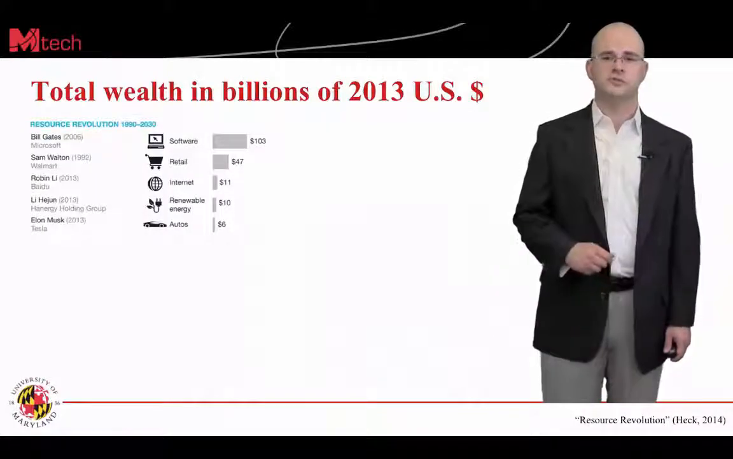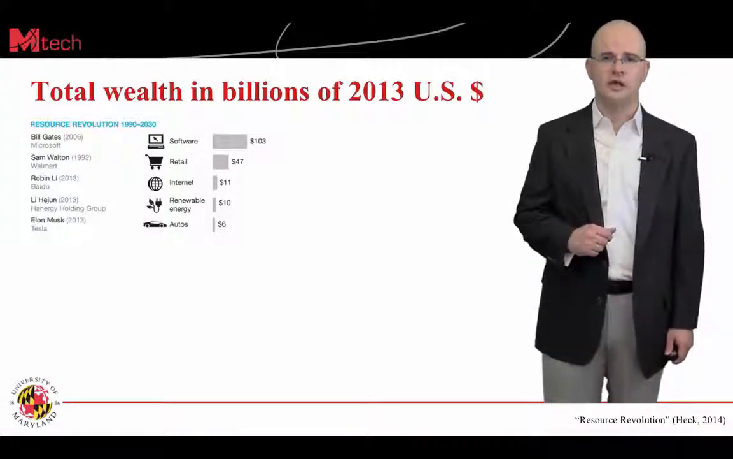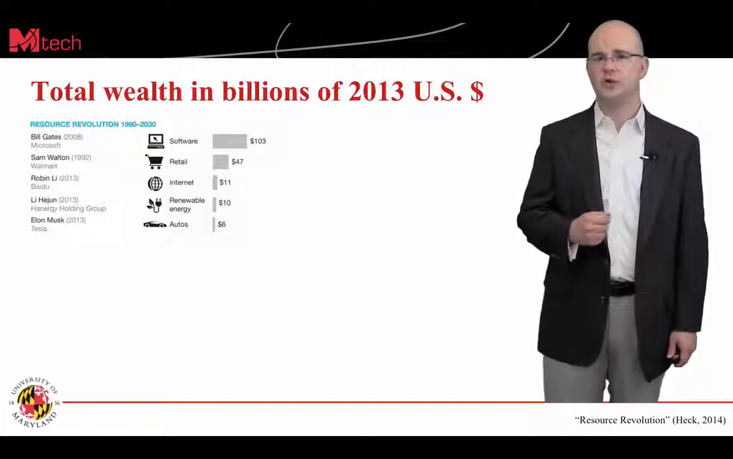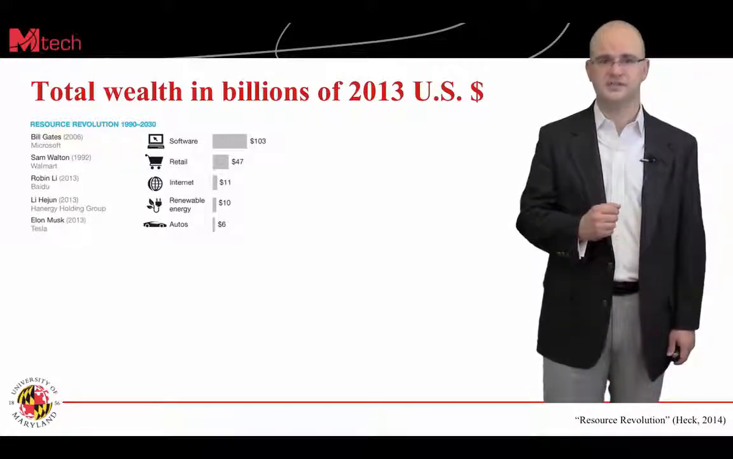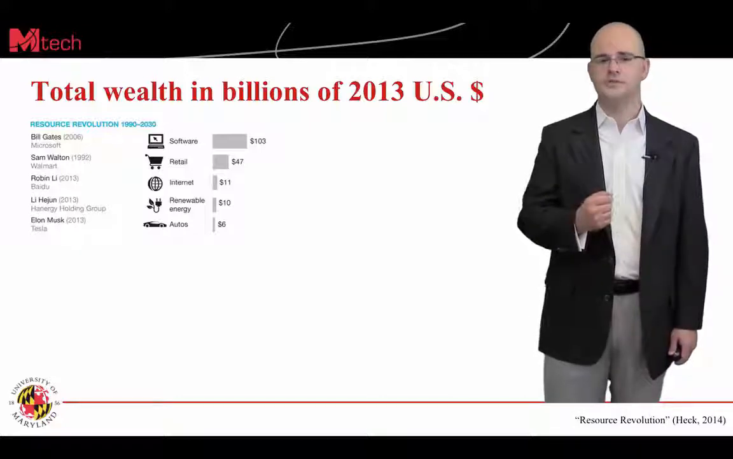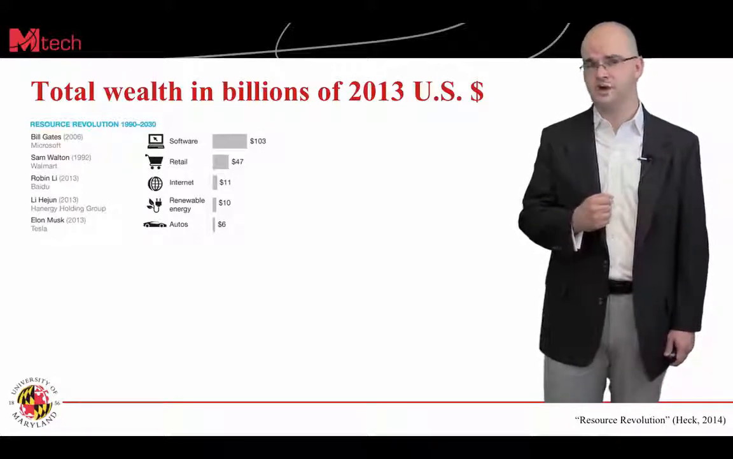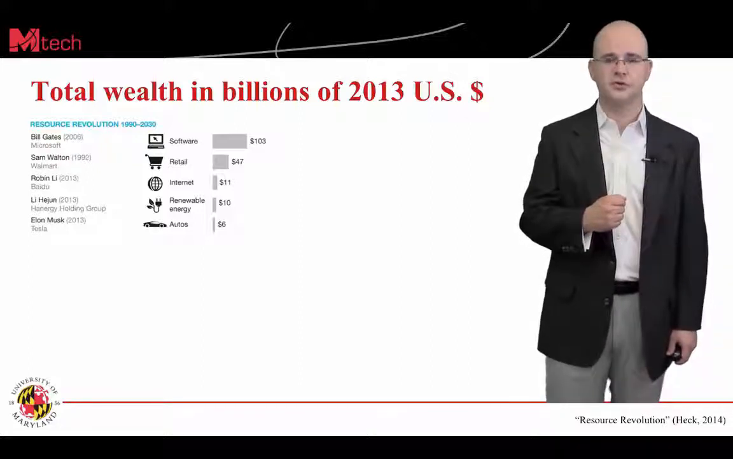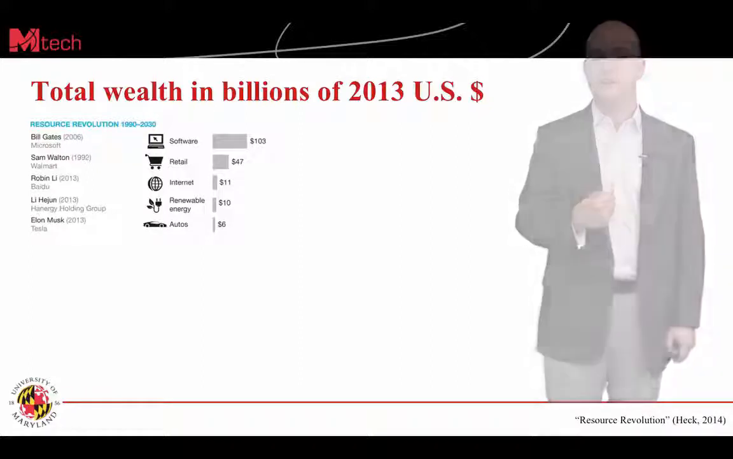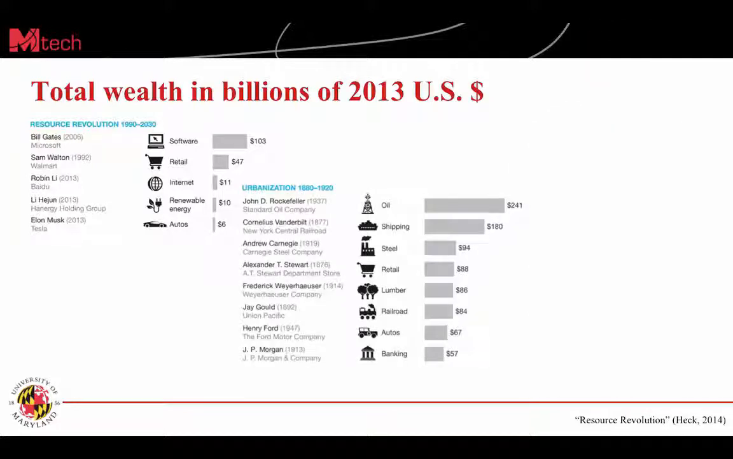And with our resource revolution, there are names we know. There are the software, the retail, the internet, the energy and auto tycoons that have come in recent years. The Gates, the Waltons, Elon Musk, and other names that we know are doing tremendous things and having great success in their ventures and realizing their visions. They're not the first. They're not the wealthiest either.